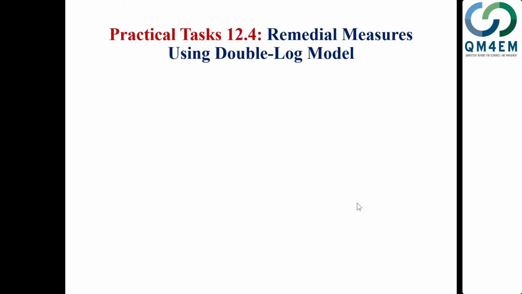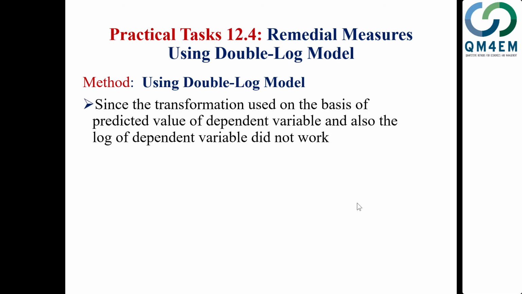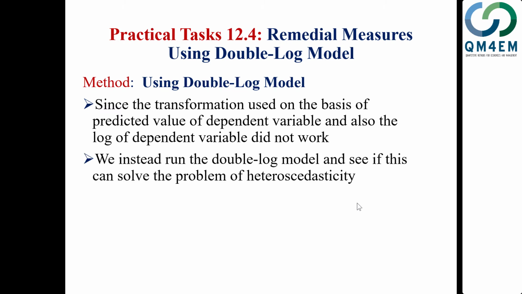In this next fix, I'm going to use a double log model and see if this solves the problem of heteroscedasticity. You already know what a double log model is. A double log model uses the log of both the dependent and independent variables in the regression model. This transformation is going to be used because the other solutions didn't work.